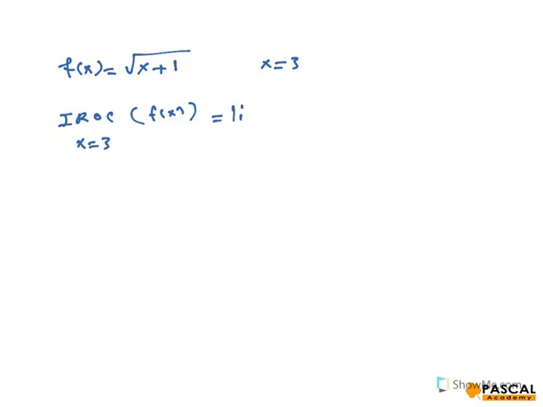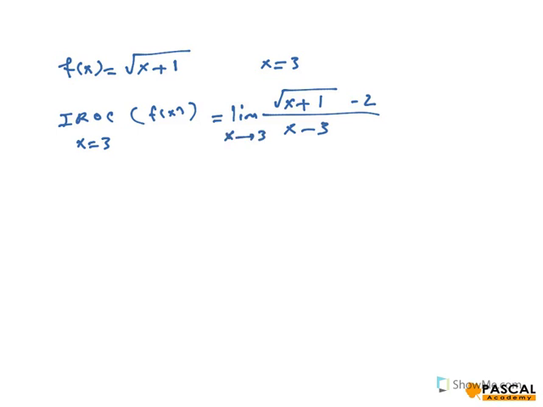Let's find the instantaneous rate of change of f(x) = square root of (x + 1) at x = 3. The IROC of f(x) at x = 3 is the limit of (f(x) - f(3)) divided by (x - 3) as x approaches 3, where f(3) is square root of 3 + 1, which is square root of 4, that is 2.